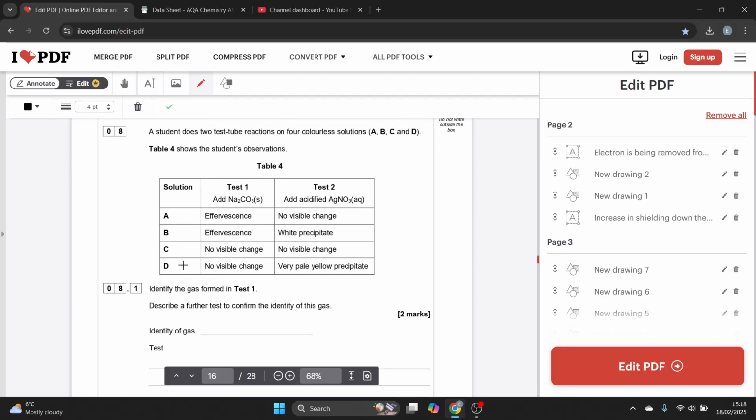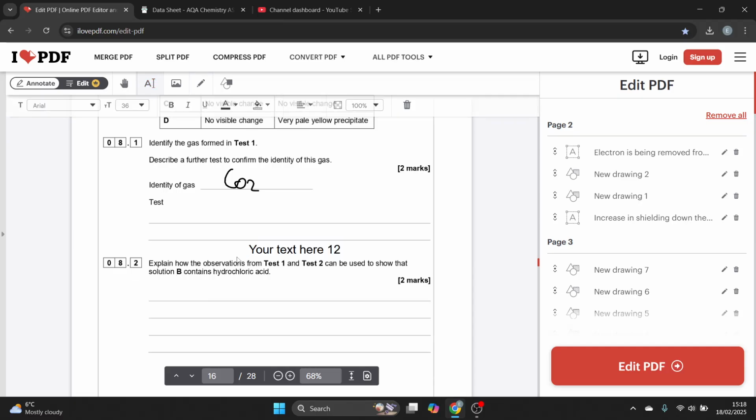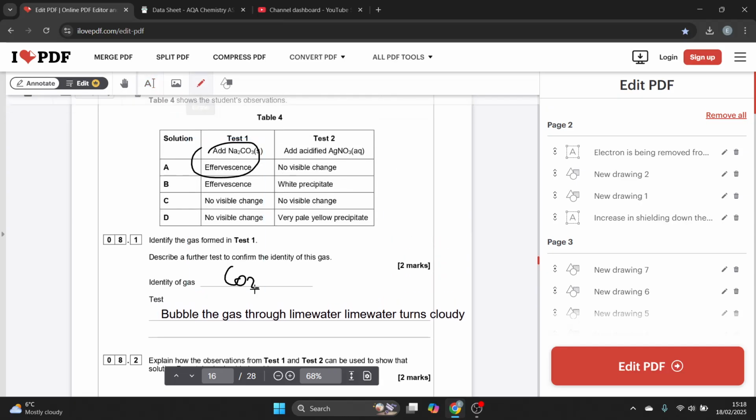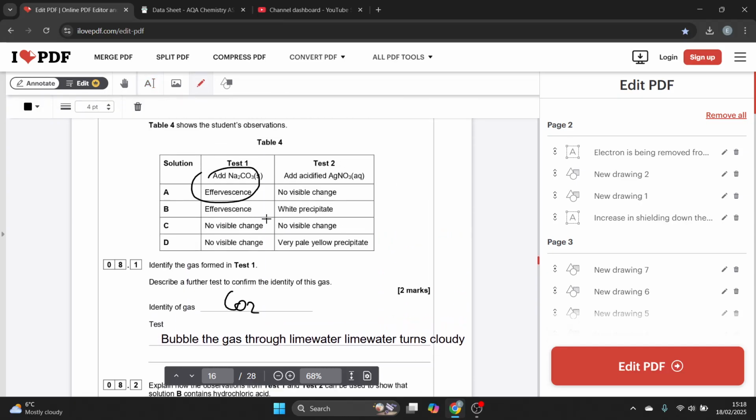Identify the gas formed in test 1. Effervescence with sodium carbonate, so it's going to be carbon dioxide. Describe a further test to confirm the identity of this gas. Bubble the gas through lime water. Lime water turns cloudy. It turns cloudy, perfect.